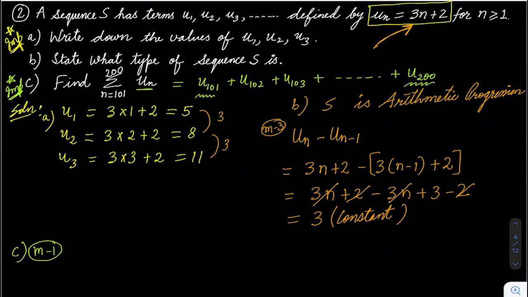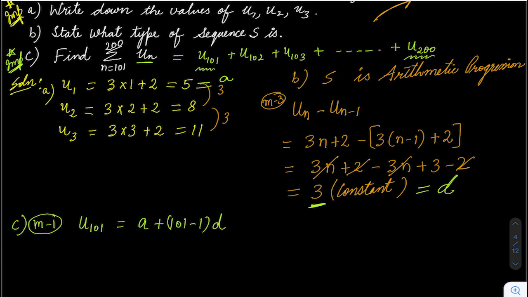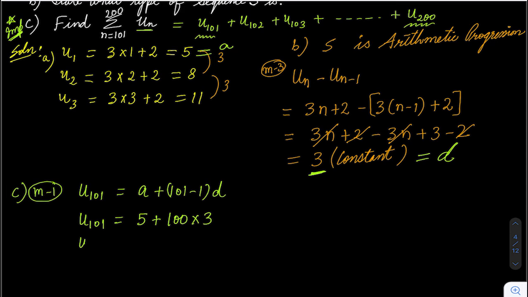Okay, so let's first find the 101st term. So the 101st term will be equal to nothing but a plus 101 minus 1 times d, right? So what is our d here? This is the difference that we found as 3. So that is our d. What is our a here? a means the first term. First term is nothing but 5. That is u1. Okay, so let's substitute the values. So a is nothing but 5, so 5 plus 100 times d, that is 3. So this is coming out to be 305. So this is my 101st term.